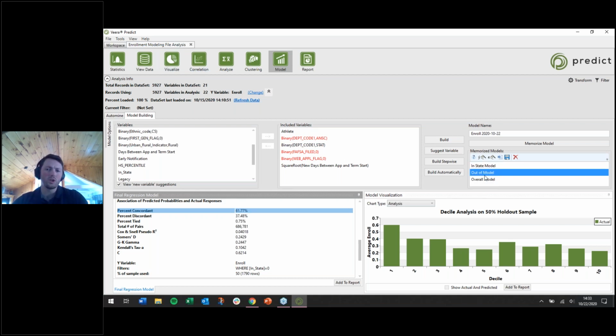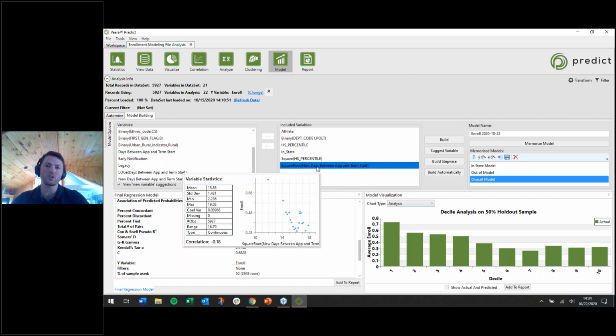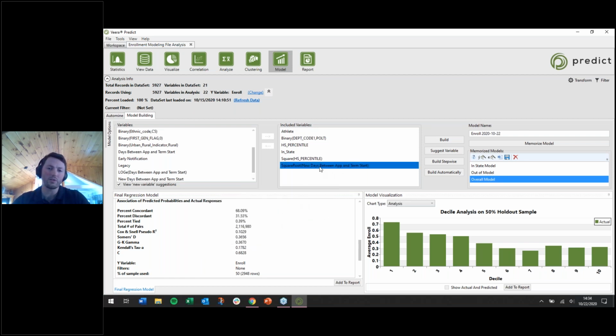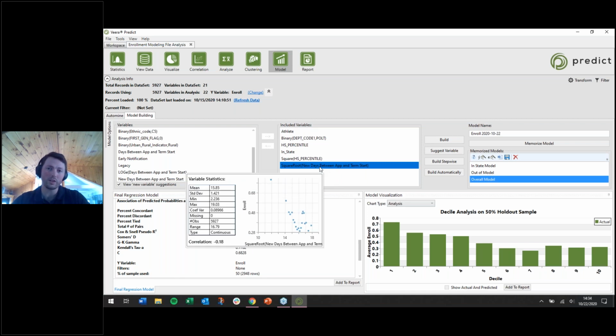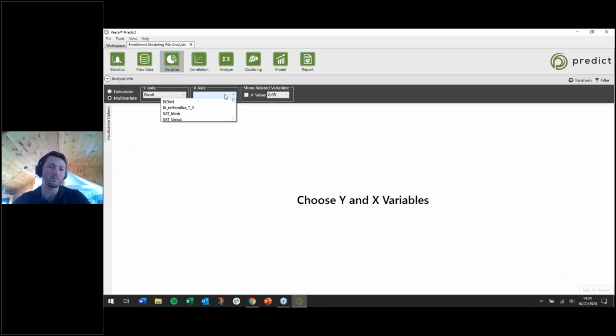So whenever you separate two populations like this, typically you would do that because you suspect they behave differently. So maybe there's something significant like days between app and term start that is driving in-state students to act one way, and that same relationship for out-of-state students is opposite. So maybe the further out that out-of-state students apply, the more likely they are to enroll. So you would check that using the Visualize tab.